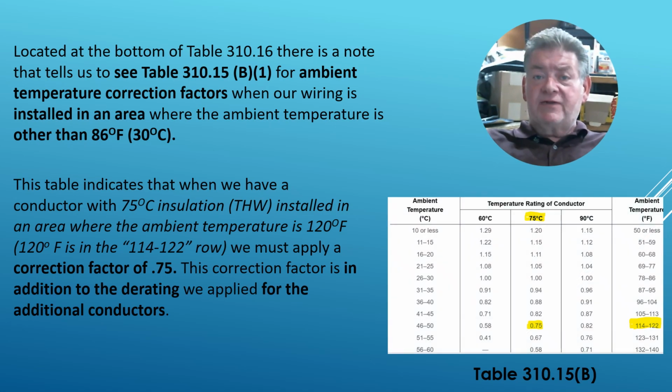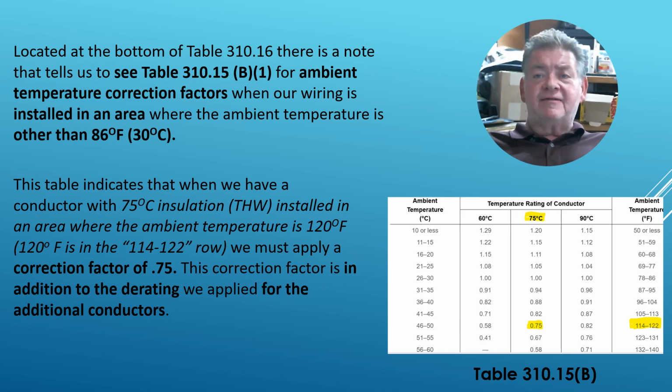Located at the bottom of table 310.16 is a note that tells us to see table 310.15b for ambient temperature correction factors when our wiring is installed in an area where the ambient or surrounding air temperature is other than 86 degrees Fahrenheit. When we go to table 310.15b, and again, we have a copy of the table here on the right-hand side of the slide.